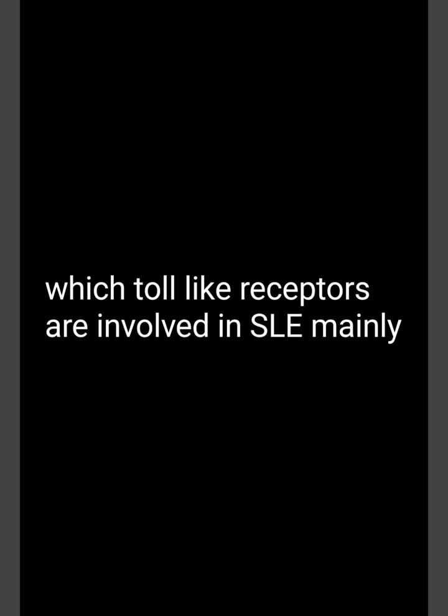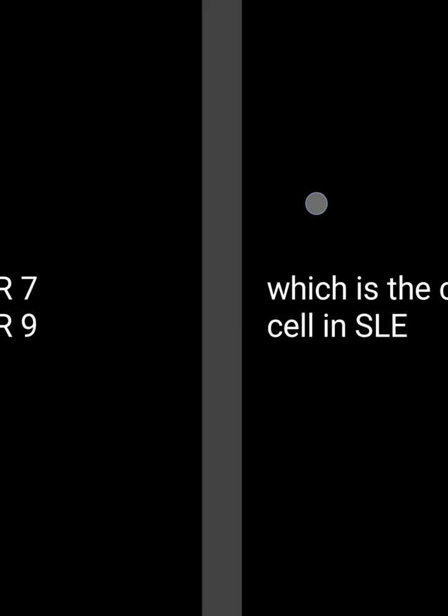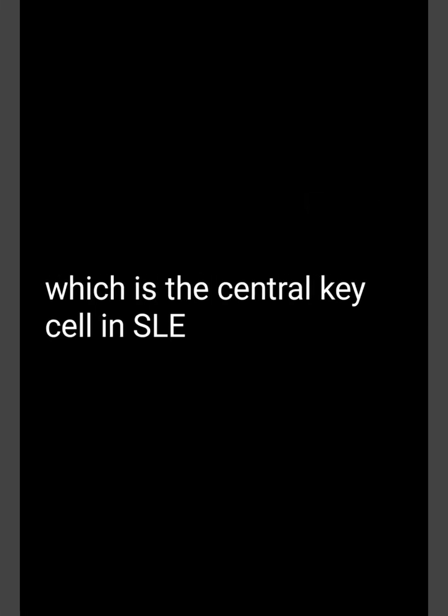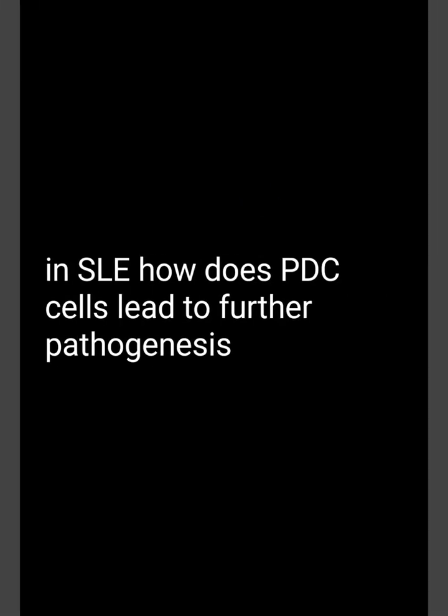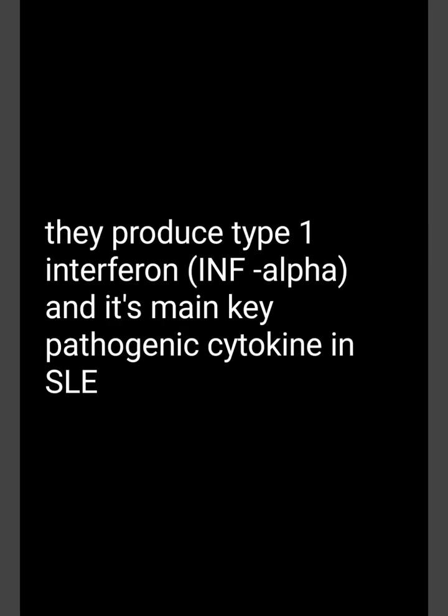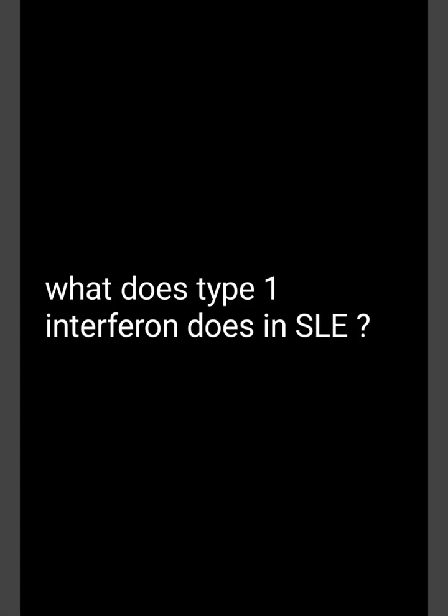Which toll-like receptors are involved in SLE mainly? TLR7, TLR9. Which is the central key cell in SLE? Plasmacytoid dendritic cell, PDC. In SLE, how do PDCs lead to further pathogenesis? They produce type 1 interferon, IFN-alpha, the main key pathogenic cytokine in SLE. What does type 1 interferon do in SLE?